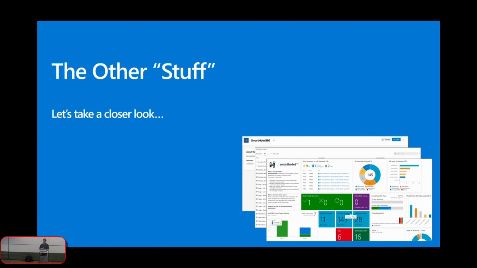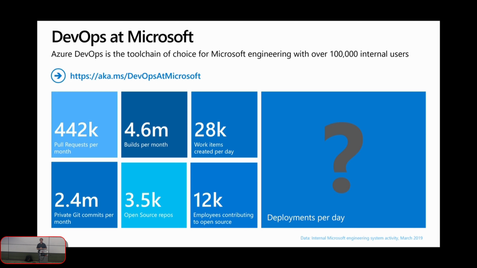So, kind of getting to the end of this, DevOps at Microsoft. So obviously Microsoft likes to eat their own dog food, to use their term. So they have over 100,000 internal users, which is just a couple more than we have, give or take, yeah. But so for example, 442,000 pull requests per month, a few million builds a month, and so on and so forth. This is as of March, so just a few months ago.